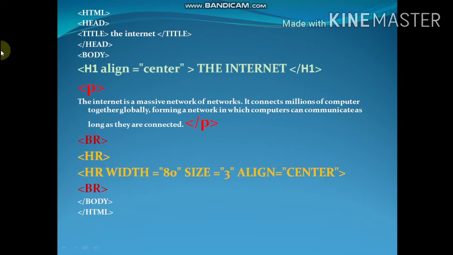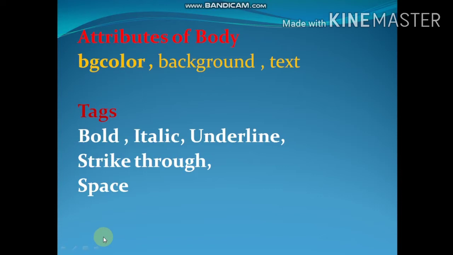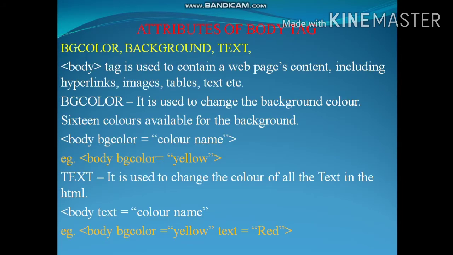Today, we are going to start the topic attributes of body tag and some other tags. Attributes of body: BG color, background, and text. Tags: bold, italic, underline, strike through, and space tags.